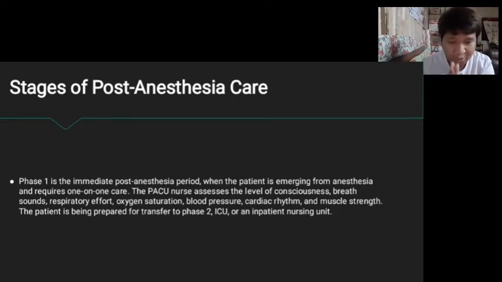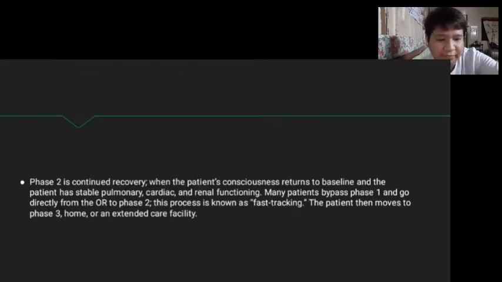Dapat isa-isa talaga to. I-check mo talaga siya, ang care niya, for the level of consciousness, breath sounds, breathing, circulation, respiratory effort, oxygen saturation, blood pressure, cardiac rhythm, and muscle strength. The patient is being prepared to transfer from phase 1 to phase 2 or the ICU. For phase 2 naman, continue na yung recovery of the patients, conscious, return to baseline, and the patient now is stable, wala na siyang problema sa heart niya, and renal functioning may be okay na.